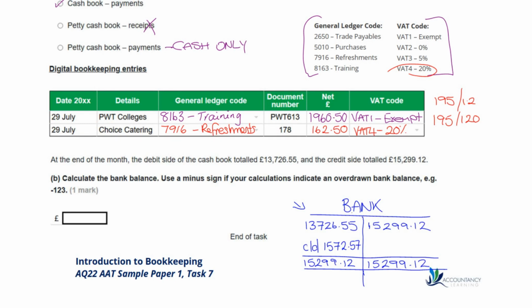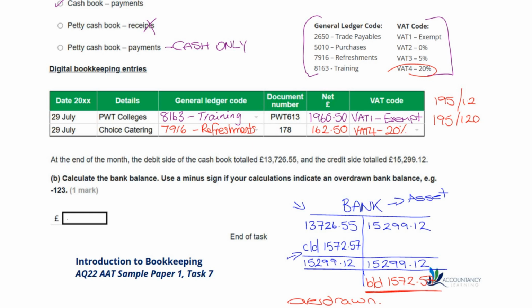Because this is our bank account, so this is our asset account, if we've got money in the bank, we should have a credit closing balance, but we haven't. We've got a debit. So remember, when we carry this forward into the next period, our brought down balance would be on the credit side. So this actually means that it's overdrawn, because if there was cash in the bank, it would be on the debit side.